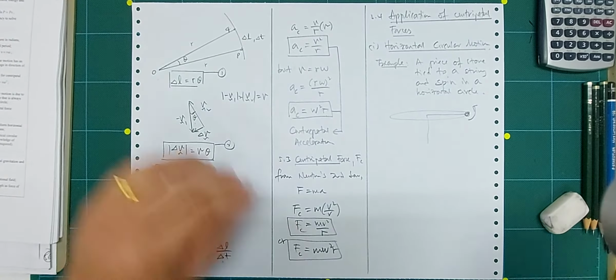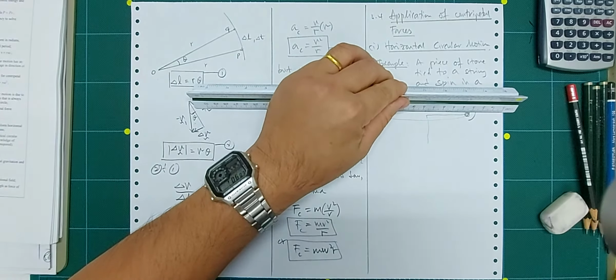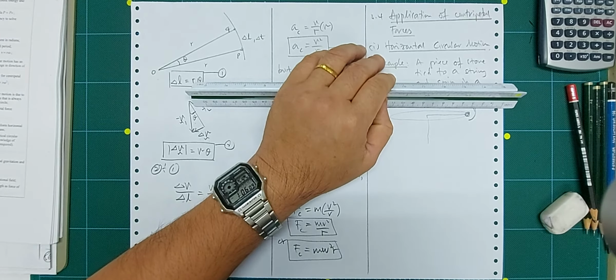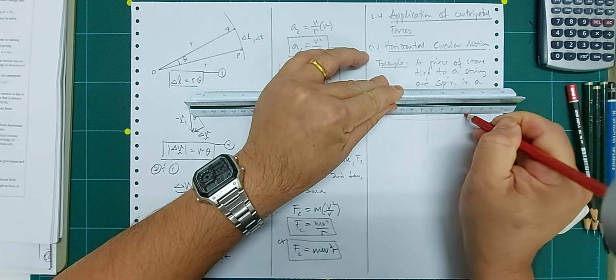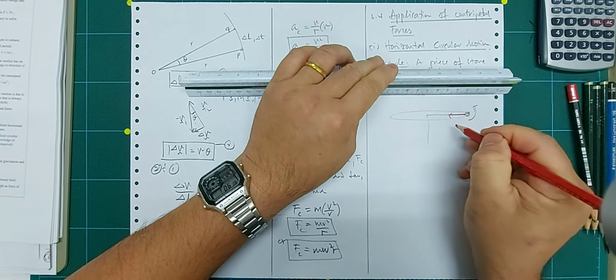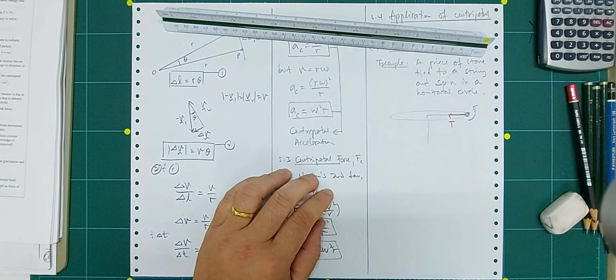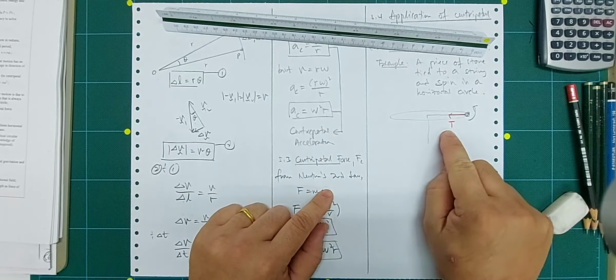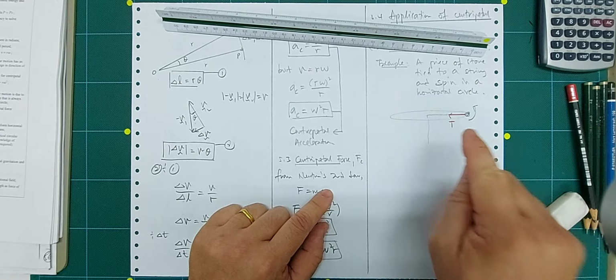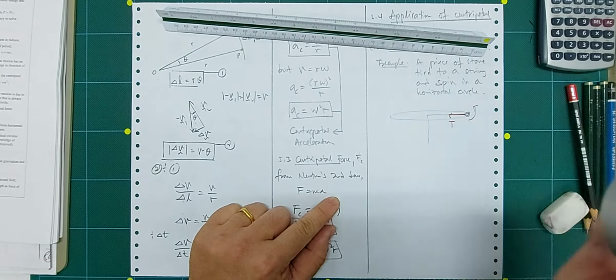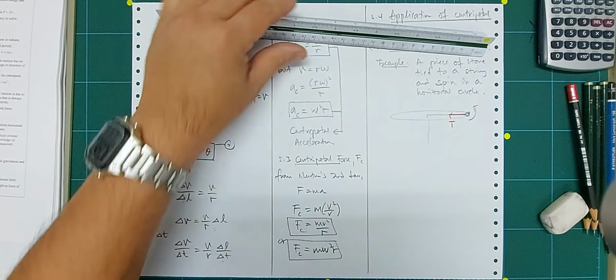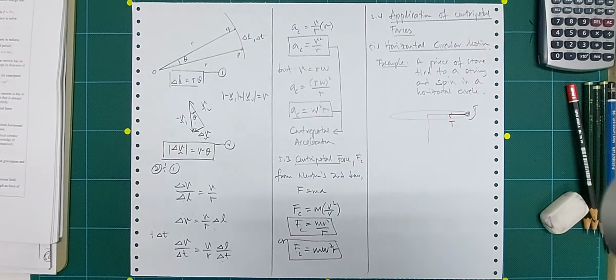What happens here is the stone moves in a circle, which means it is accelerating, so it needs a force, and that force is supplied by your hand in this direction. The tension in the rope supplies the centripetal force to hold the stone in circular motion. This applies to all types of horizontal circular motion.